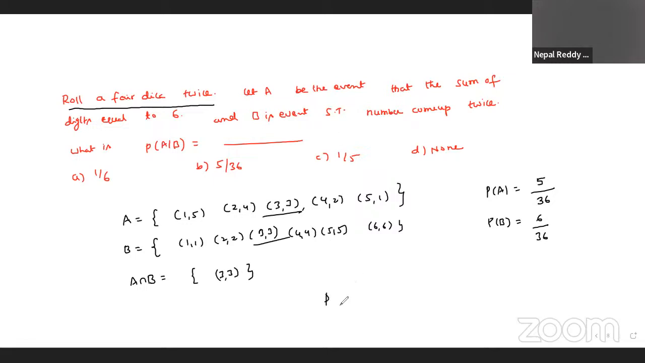Now by the definition of conditional probability, probability of A given B is written as probability of A intersection B divided by probability of B. Probability of A intersection B, from this only one favorable outcome out of 36 outcomes. So numerator 1 by 36, denominator 6 by 36, and hence it gives the result 1 by 6.